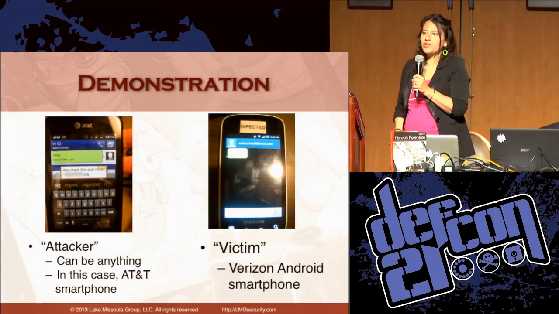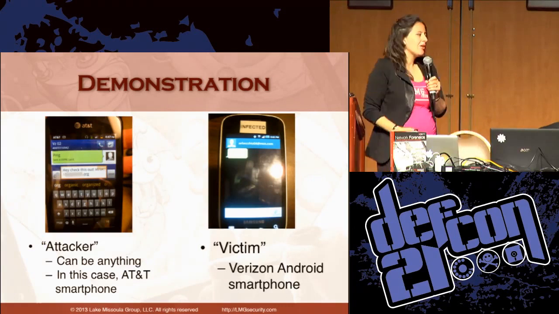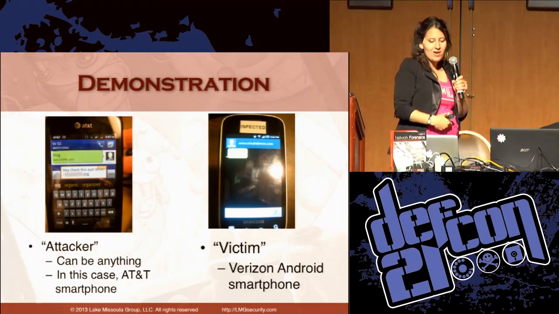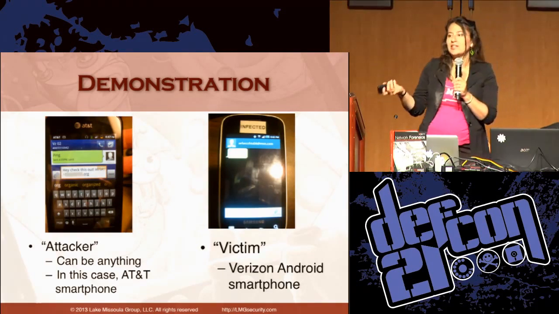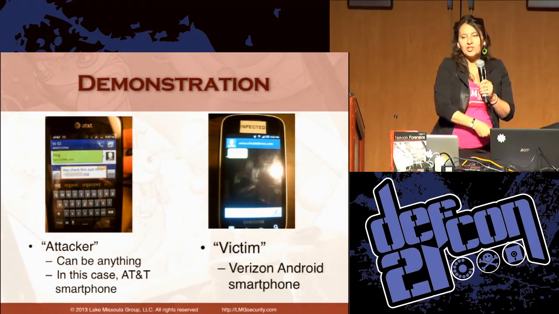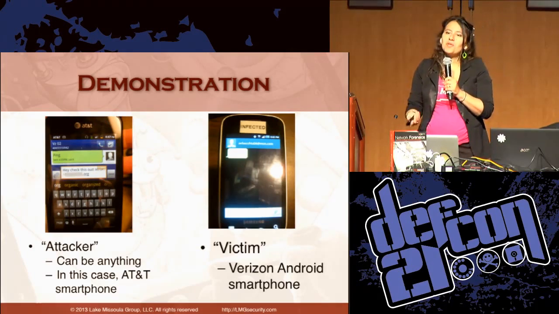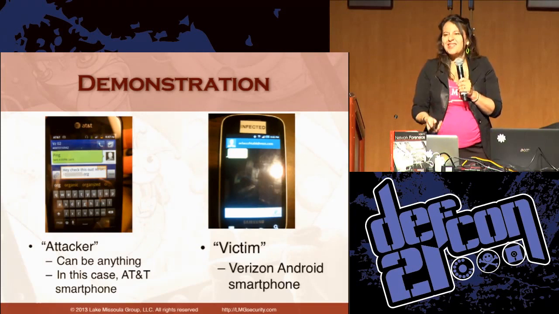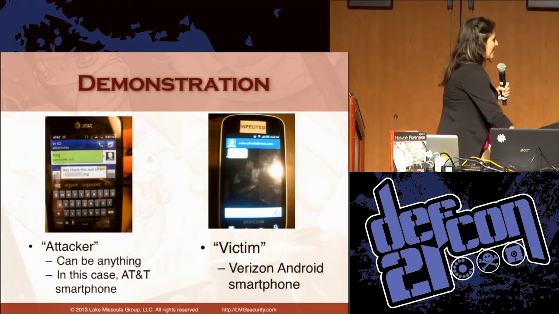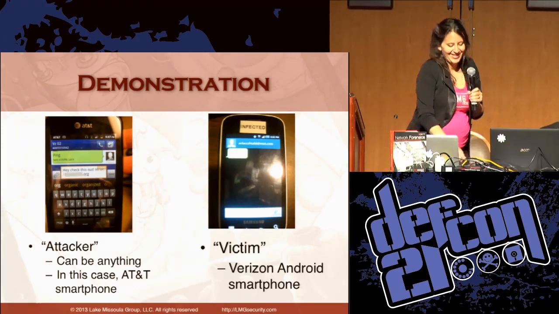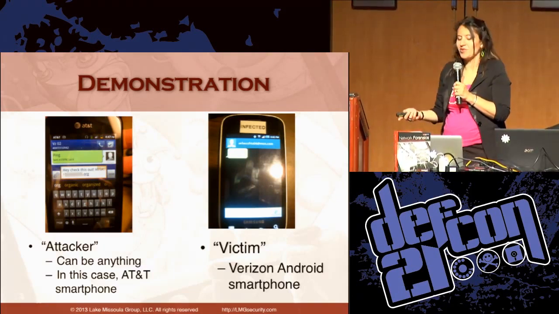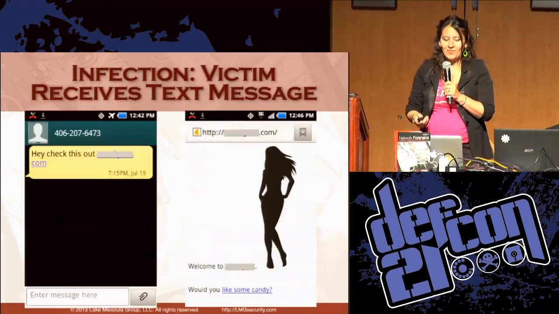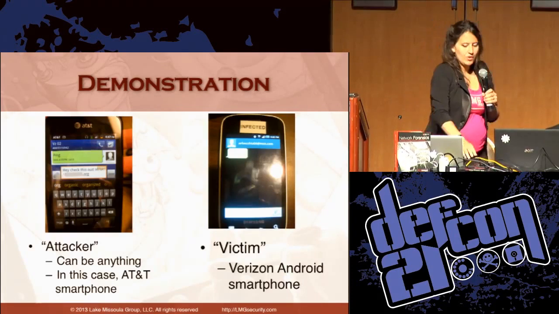So now we're going to do a little demonstration. In our lab, I was the attacker. And the attacker can be any phone. In this case, it was just an AT&T smartphone that we used to differentiate from our Verizon phone. With the AT&T smartphone, we sent a nasty text message. And David was the victim. Aw, sad day. The victim, of course, was a Verizon Android smartphone because we wanted it to be infected. So now let's switch over to our box.